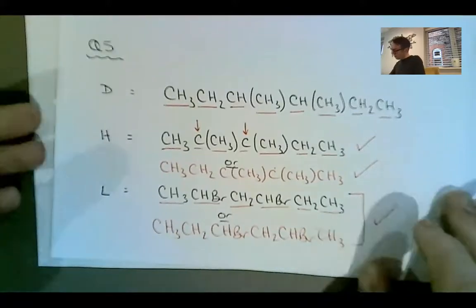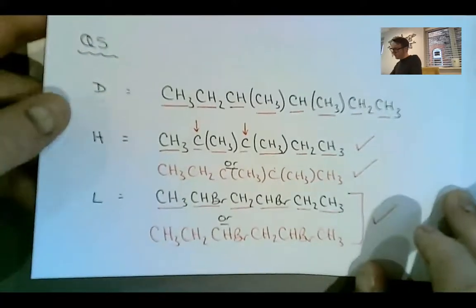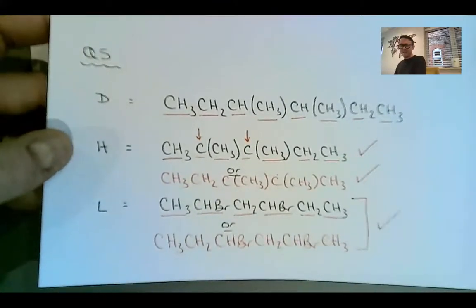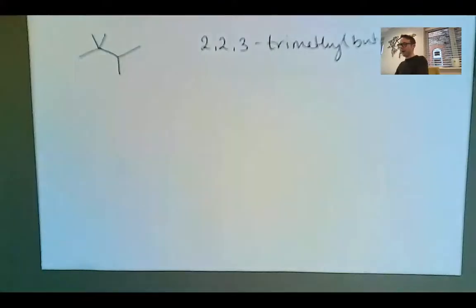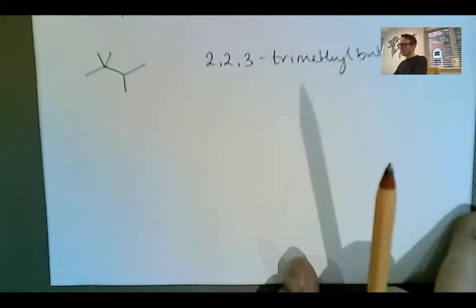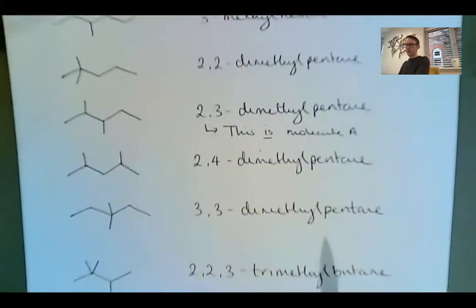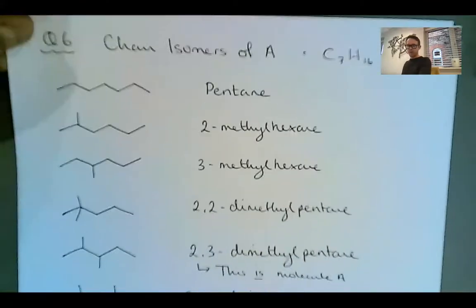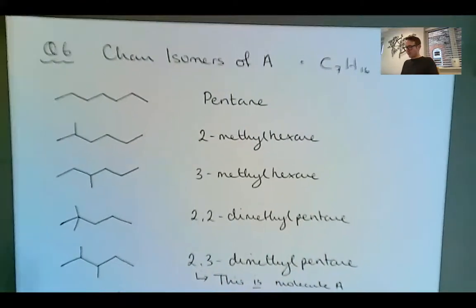Okay, question 6. So question 6 says, draw as many chain isomers of molecule A as you can and name them. Now, of course, you can't upload your different isomers onto the forms where I ask you to submit this work, but you could write the names on. So the following are the names I'm expecting.